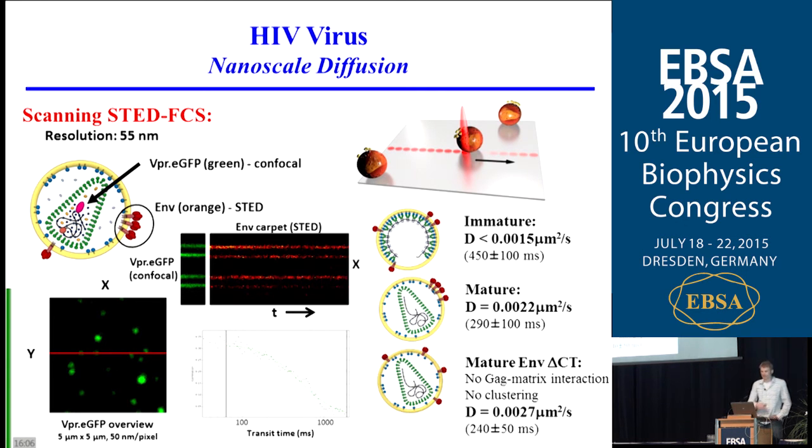And if we take a variant of the Nef molecule, so there's no interaction of these Nef molecules with the GAG matrix, and also no interaction between the Nef molecules, we expect a high mobility, and that's what we see. So it's even faster in these molecules. So we really have a tool now to look in more detail at the mobility of molecules on single virus particles.